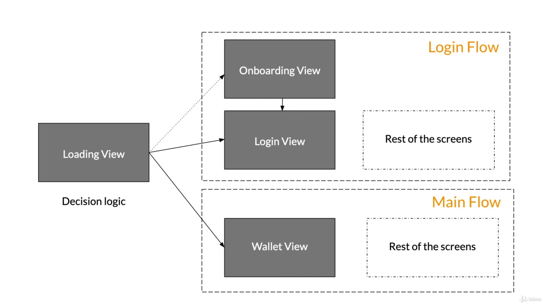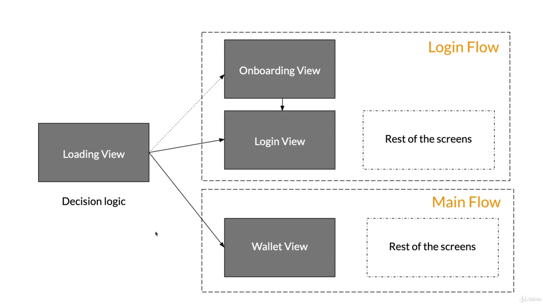We'll start this section by implementing the loading view. But before we start implementing anything, let's just take a step back and see the bigger picture in order to understand why we are doing something. We will have two flows, two main parts of the app. We'll have the login flow and the main flow, and the loading view as a place to put the logic for deciding which view to show first.